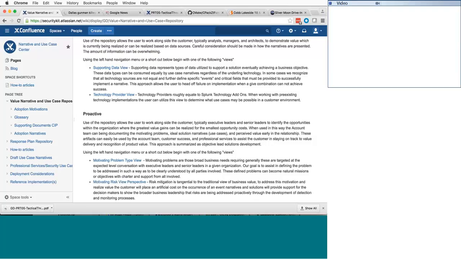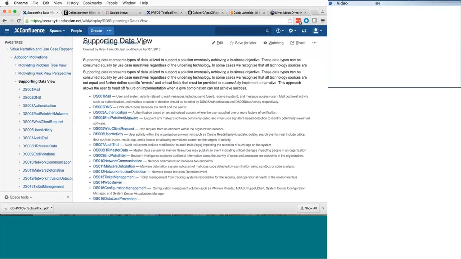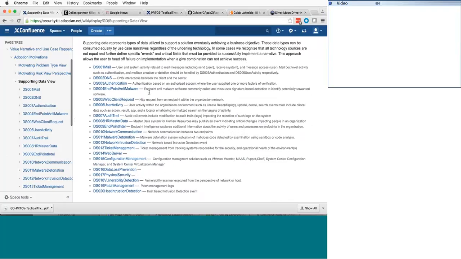So starting out with the idea of data, drilling into the supporting data view, we've presently categorized 20 types of data. Things like mail, things like DNS, things like authentication or anti-malware, things you typically would be aware of. And then we also bring in things like physical security that are beginning to become common use, and customers are trying to understand how they can get value out of that.